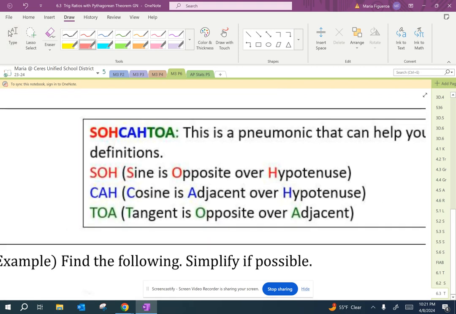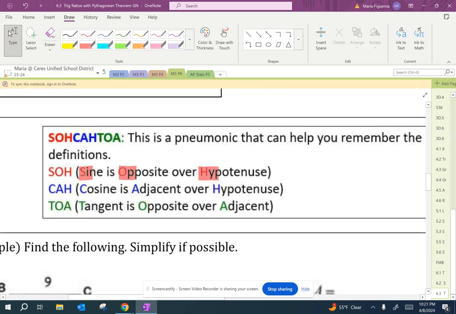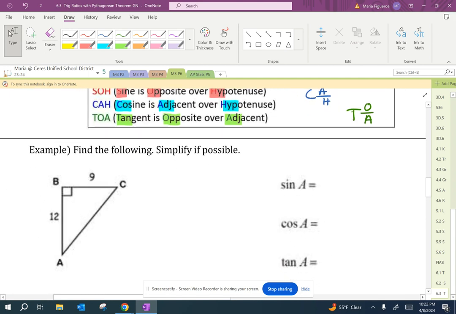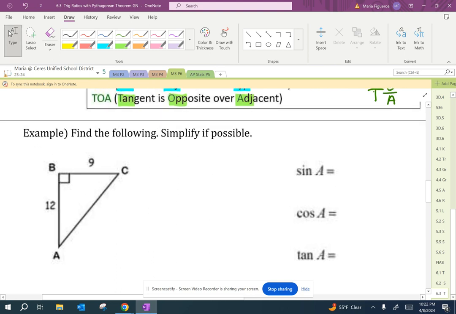SOH is sine equals opposite over hypotenuse, and I can write that as SOH is O over H. And then CAH is cosine, adjacent over hypotenuse. And then our tangent is TOA, which is the opposite over the adjacent side. So TOA for tangent.